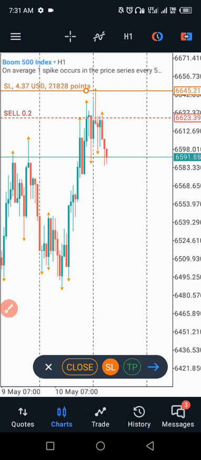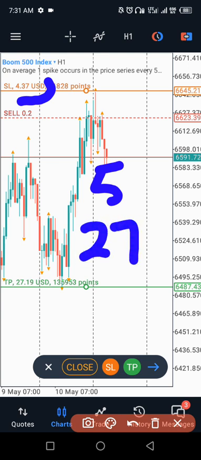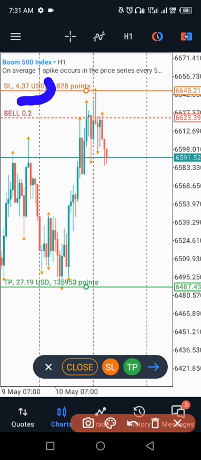Then for our take profit level, you can see that this is where we want to put our take profit. So you can see the risk to reward, let's just approximate this to like $5, and then let's just approximate this to $27. So we are going to be having something like 5 times this will give us 27. So our risk to reward ratio is 1 to 5.